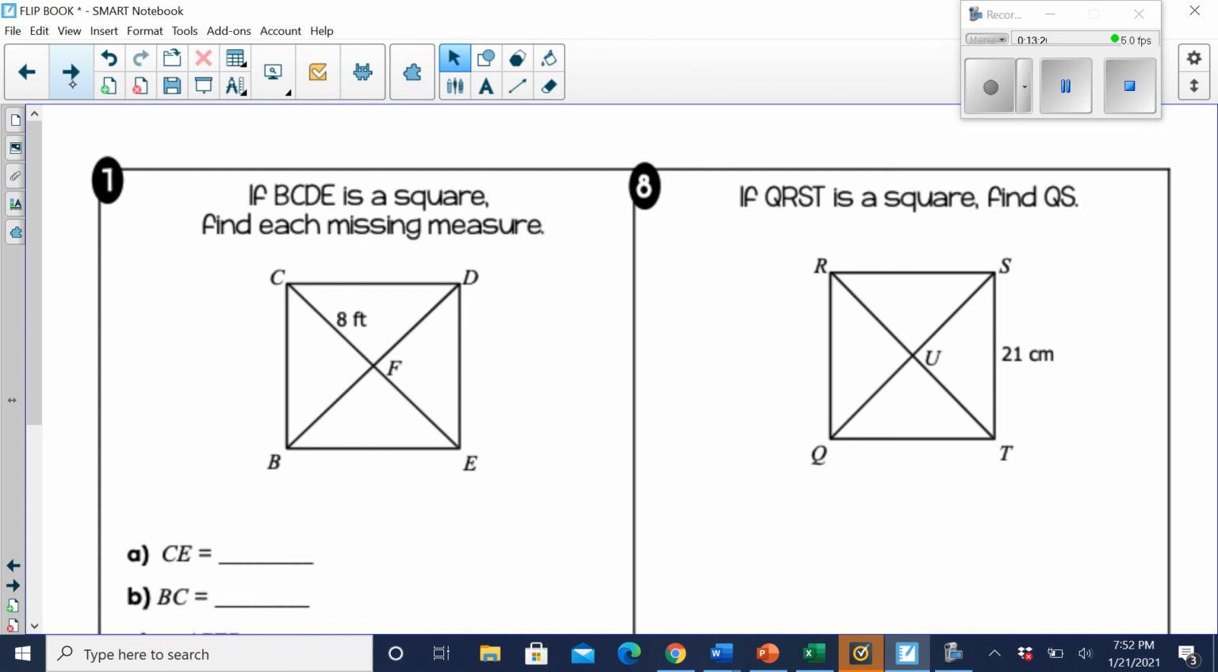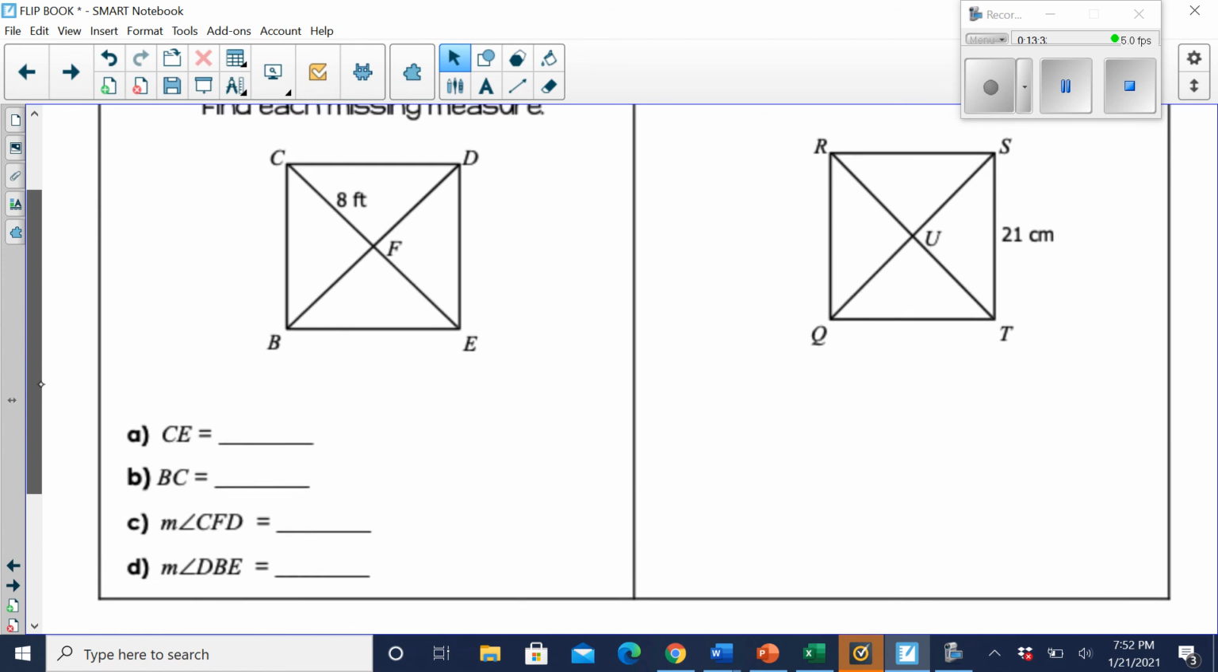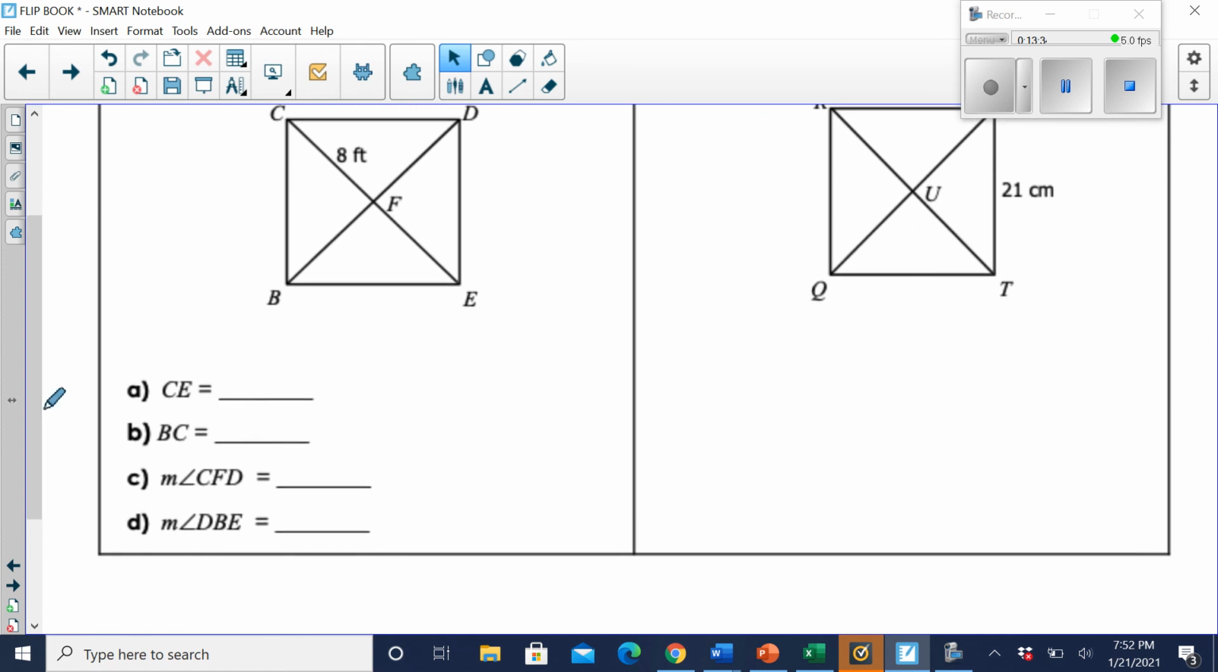Example problems: if BCDE is a square, find each missing measure. Okay, so it's asking me to find CE. We know that the diagonals bisect each other, so if this is 8, then down here has to be 8. What's our length of C to E? It should be 16. BC is going to be this side right here.